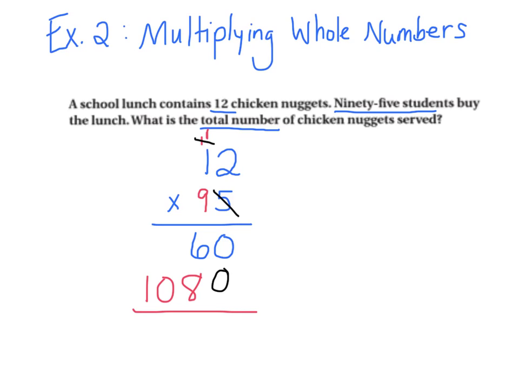And then we're going to just add up our numbers, and 0 plus 0 is 0, and 6 plus 8 is 14, so we're going to write that 4, carry the 1, and actually, as I wrote that, that kind of slid over a little bit, so I'm even going to take the time to rewrite that and put it where it belongs, which is right above that 0. 1 plus 0 is 1, and then this final 1, we're going to bring that down, so our final answer is 1,140 chicken nuggets are served to those 95 students.